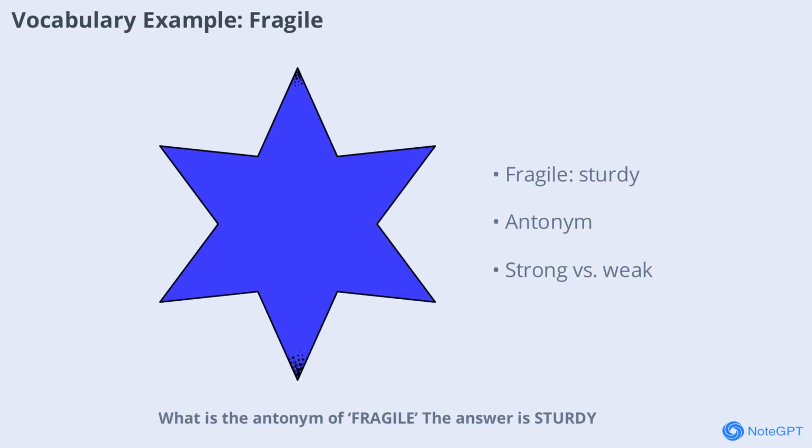What is the antonym of fragile? The answer is sturdy. Fragile means delicate or easily broken, while sturdy means strong and solid. Recognizing antonyms is essential for vocabulary questions.